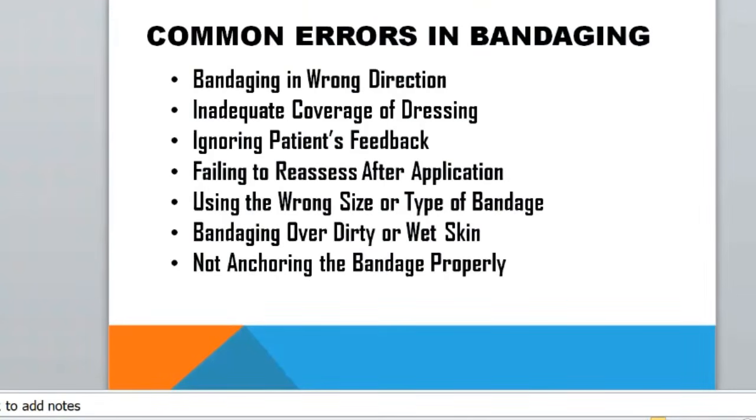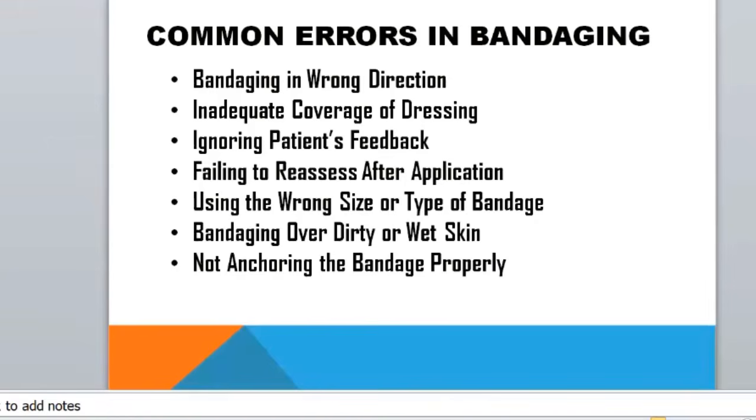Failing to reassess after application. When you are done applying the bandage, you reassess that body part. You check the distal pulse around that area. Not that you just bandage and leave. If it is the wrist you are bandaging, check for the radial pulse. Check for the brachial artery. Check for pulsation in that area. Using the wrong size or type of bandage: make sure you use the correct size. A person that is on the big side, you can't use a small size bandage for them. Also, do not fail to anchor the bandage properly. So those are the instances.